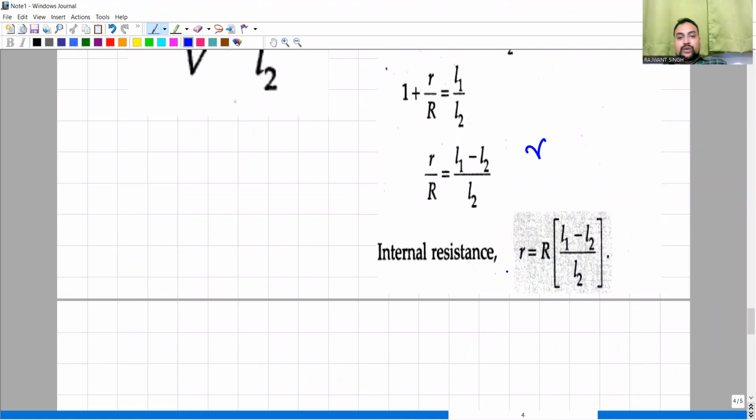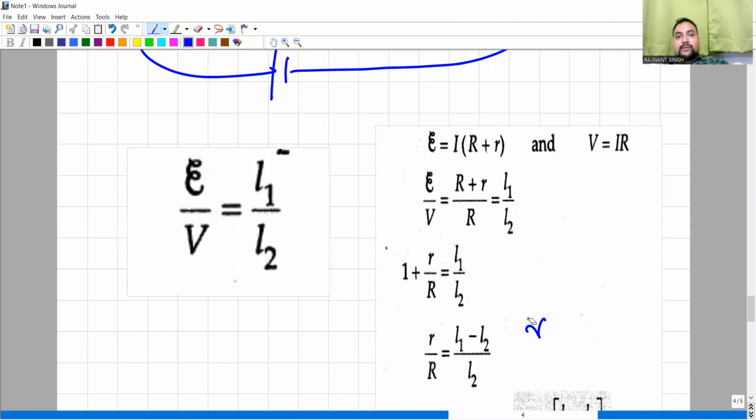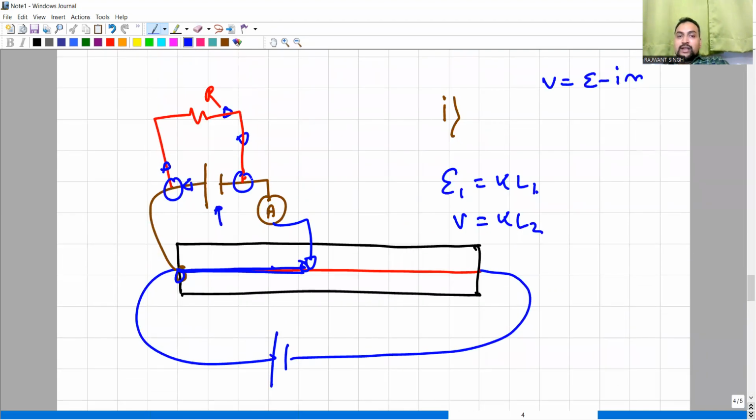Very simple. So go through this derivation once again. This is one of your PU derivations, a CBSE derivation as well, and this is a very important concept. You have had 2-3 such questions coming in the mains exam 2019 as well. Potentiometer, this kind of question has been asked before.